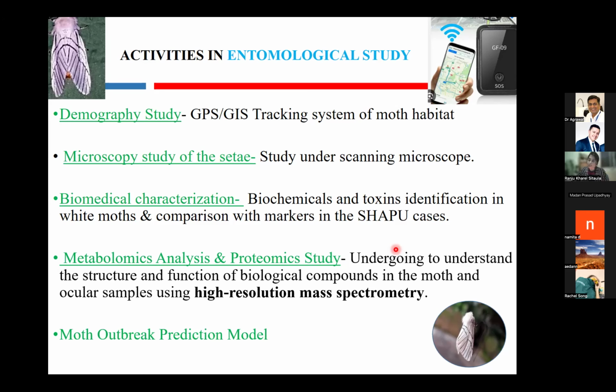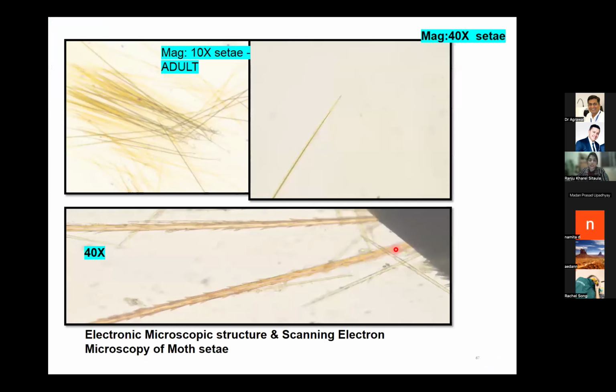And one more thing that we are attempting is to develop a moth outbreak prediction model. Which areas will be prone to moth outbreaks in the next few years? We are trying to develop this for prevention purposes. When we extracted the setae from the moth, we then examined them under the electron microscope.